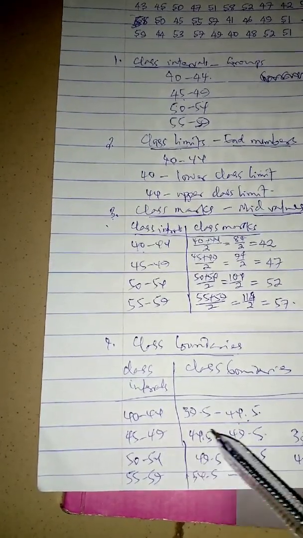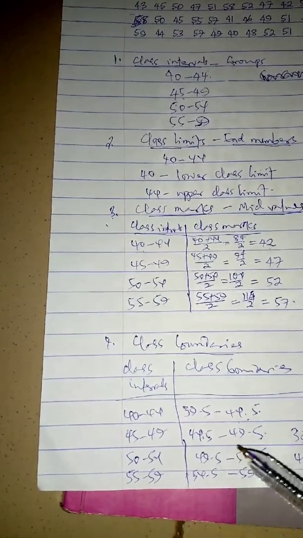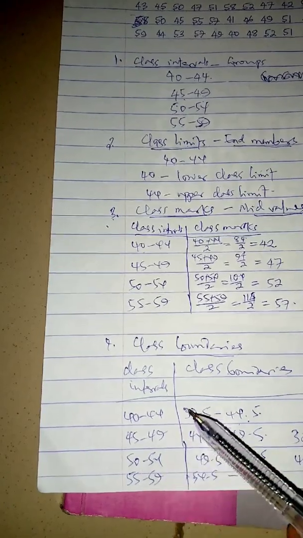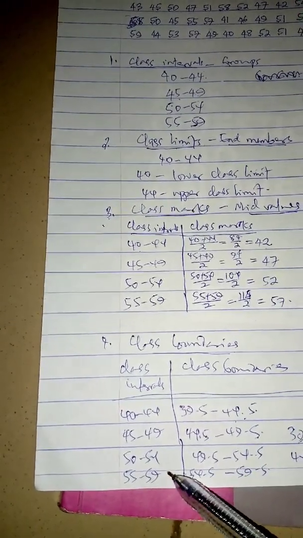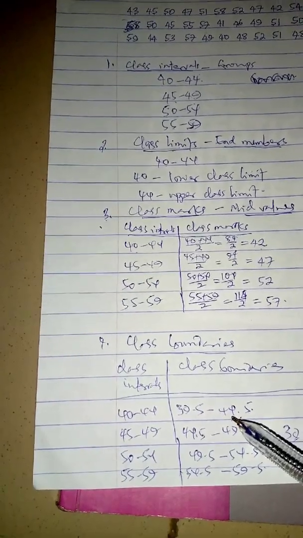Add 0.5 to this, 49.5. Add 0.5 to this, add 0.5. So you subtract 0.5 from your lower class limits, add 0.5 to your upper class limits, and what you have are what we call the class boundaries.